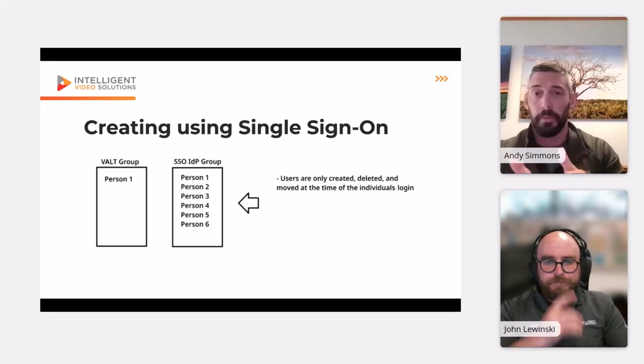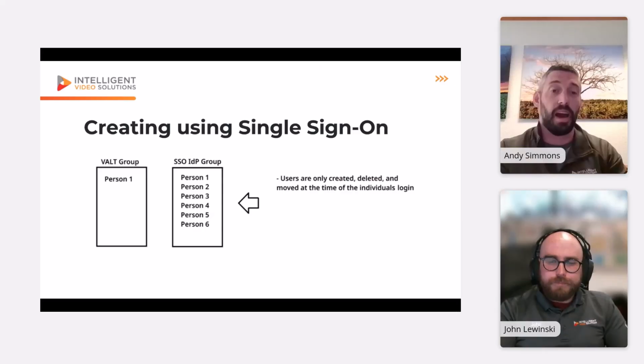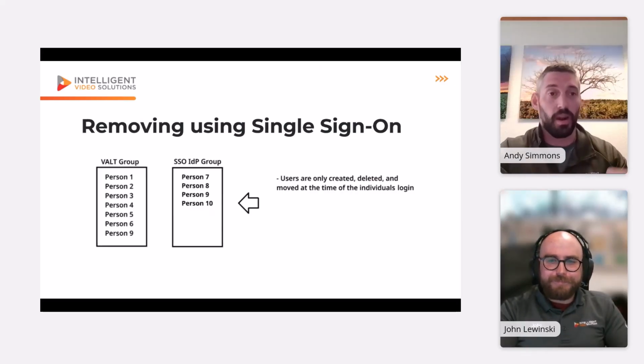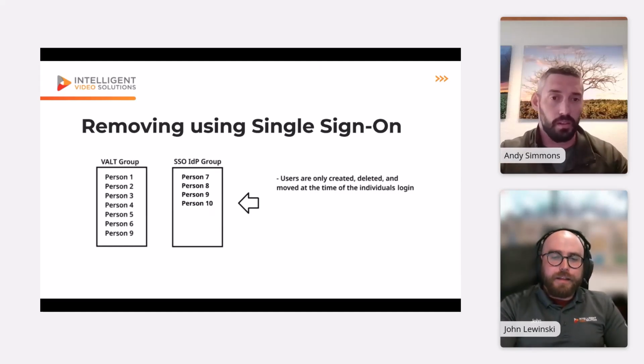Okay. So again, that would be creating the account by attempting to sign in. So now let's go to the other end one more time. Talk about what happens at the end of the semester, at the end of employment, at the end of the project, whatever it might be. How are users removed when we have single sign-on going?